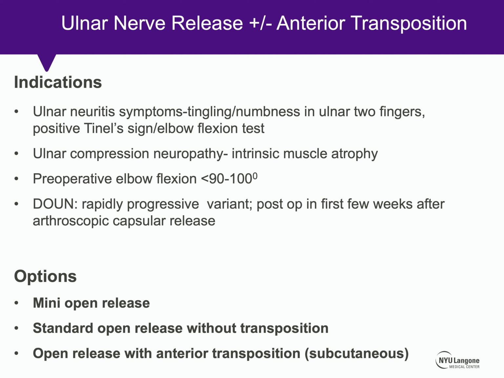Post-operatively, sometimes you have to do an emergent ulnar nerve release, especially if you have a delayed onset ulnar neuropathy, the rapidly progressive variant, which I'm going to talk about in the last few slides. And in this case, you have to do it in the first few weeks after an arthroscopic capsular release. The options are doing a mini open release, which people typically do when they're doing a prophylactic release, and a standard release with or without transposition, which people do when there are typical symptoms either of neuritis or of neuropathy.